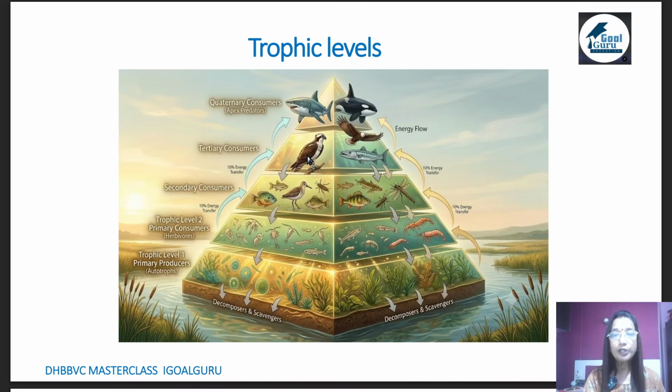So, what you have to remember is, first and foremost, we have the producers, then we have the primary consumers, then we have the secondary consumers, then we have the tertiary consumers, followed by the apex predator. So, what do you think? What trophic level would the humans occupy? Can you tell me? Okay.